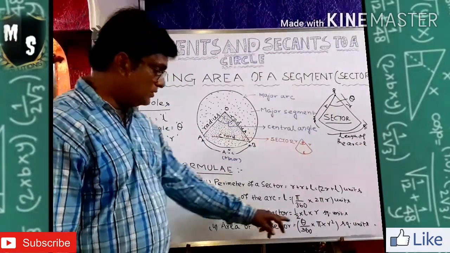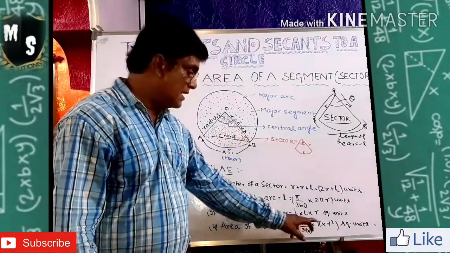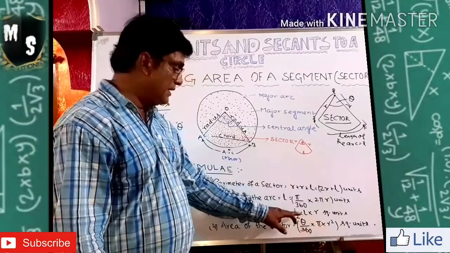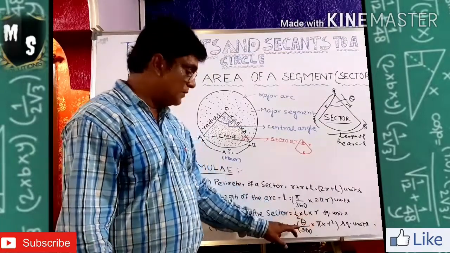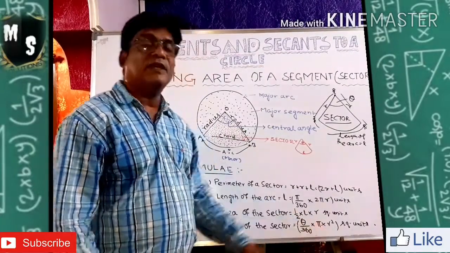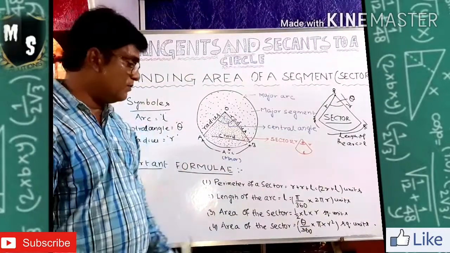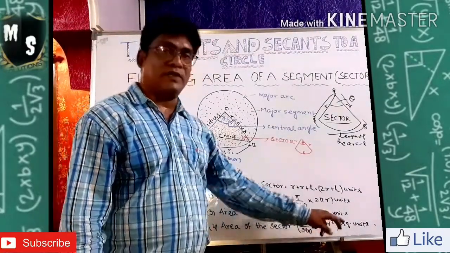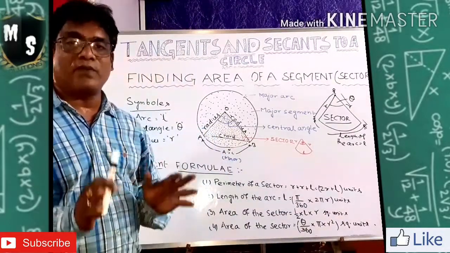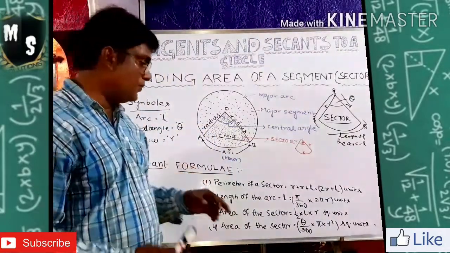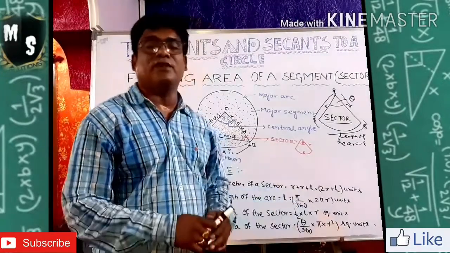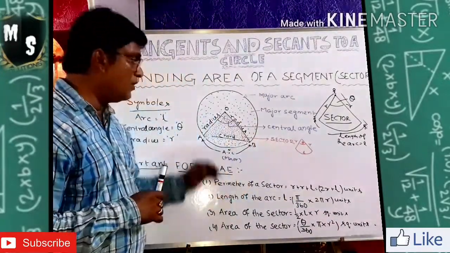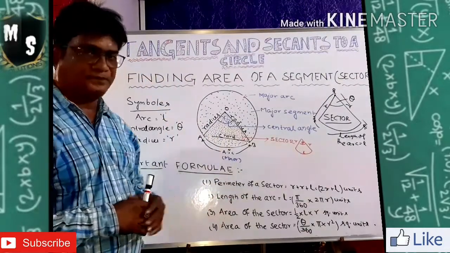But when the central angle theta is given and the radius is given, see the difference: here L is given, R is given. When theta is given and R is given, the area of the sector will be a direct formula, that is theta by 360 into pi into R square. I hope you understood it. The units must be square units, because areas always come in square units. So these are the formulas involved for this sector.